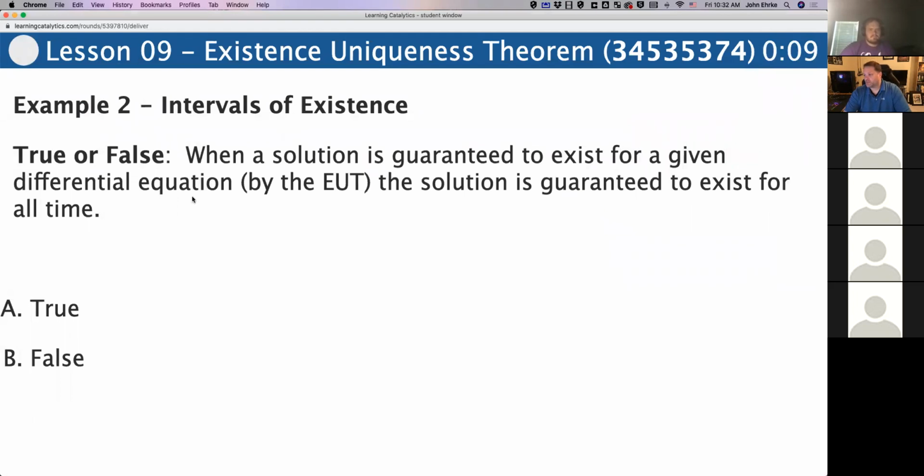It is true or false: when a solution is guaranteed to exist for a given differential equation, is the solution guaranteed to exist for all time? Meaning, if I know I can get started off my initial point, am I then allowed to extend the solution from minus infinity to infinity? Can I extend it as far as I want, whenever I want, if a solution exists? So what do we think, true or false? I think we know the answer to this, but we'll see.